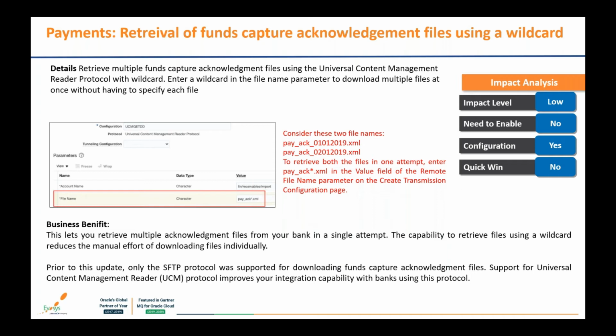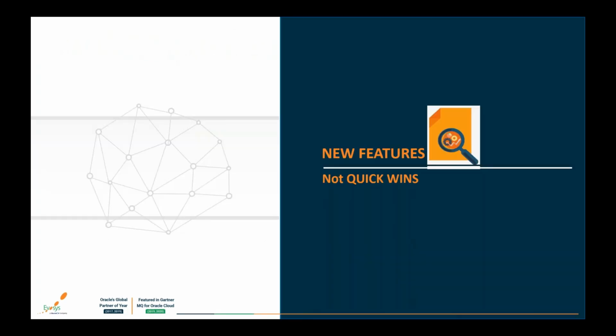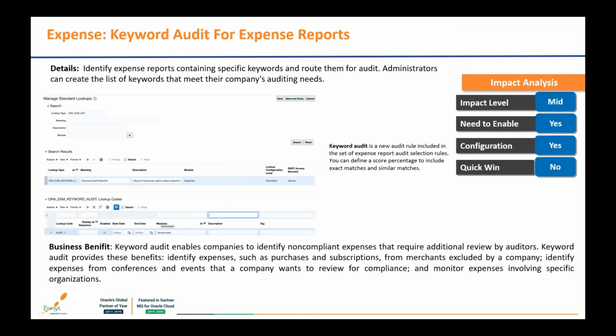So it is a niche feature, and we have not normally seen all the banks providing such rejected payment files, but if the bank is able to provide, then this feature can come in handy and can smoothen out the process of rejected payments. The next section is not so quick wins because it will require some major configuration and also the enabling on the. So the first one is keyword audit for the expense report.